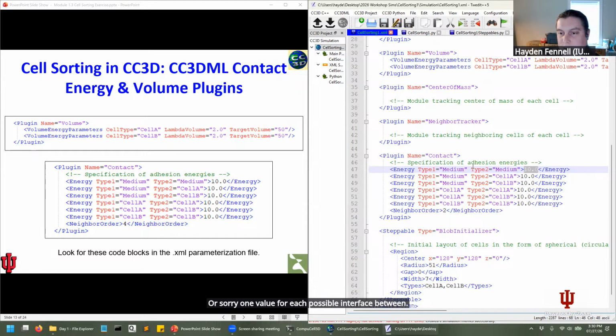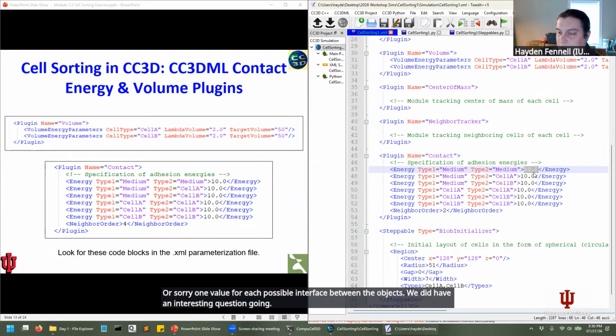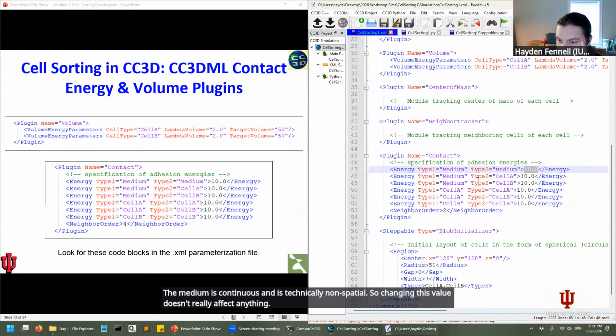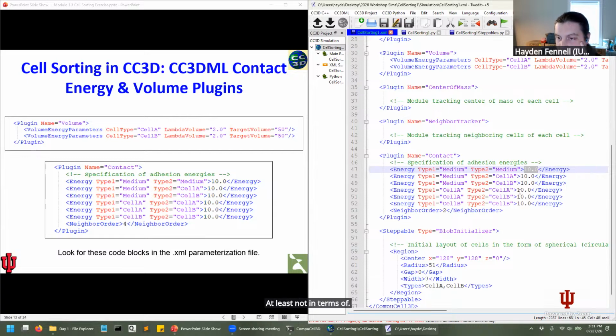We did have an interesting question going on in the chat in the last session about whether or not changing the medium contact energy affects the simulation. The short answer is it does not really. The medium is continuous and is technically non-spatial. So changing this value doesn't really affect anything, at least not in terms of how your cells behave.